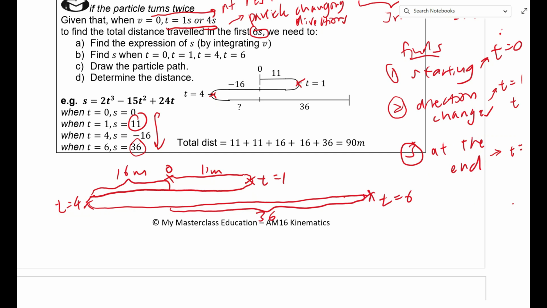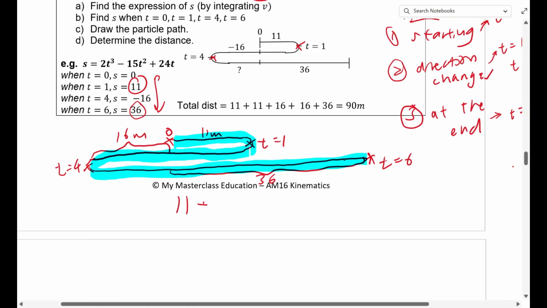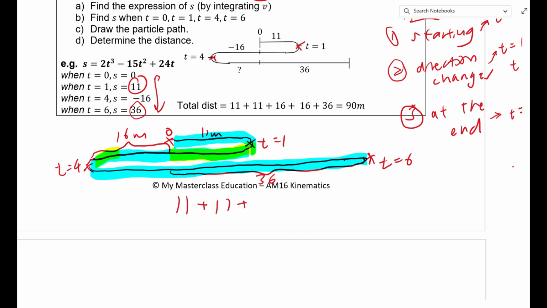So now the total distance will be this whole length. So it will be 11 plus this length that it turns back. So another 11 plus 16, this extra length here until t equals 4, plus another 16 because it turns back around here. And then plus your final length of 36 all the way to the end, which will give you a total of 90 meters. That's how you get this 90 meters over here.